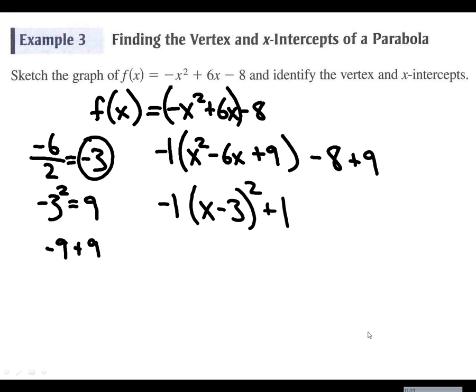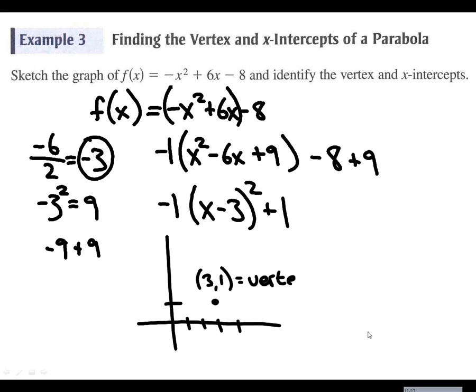Let's go ahead and get our vertex first. Our vertex here, and I'm going to draw this out. Our vertex is going to be at 3, 1, right here. And we know that this is going in a downward direction. So I'm just going to start right here and say 3, 1 is our vertex. We're halfway home on this problem.